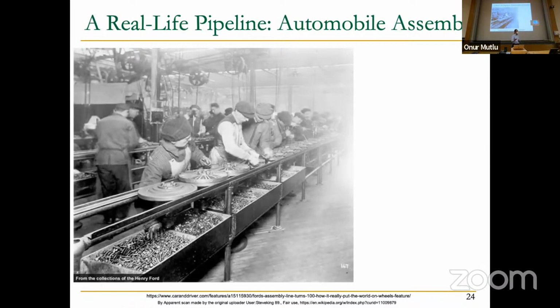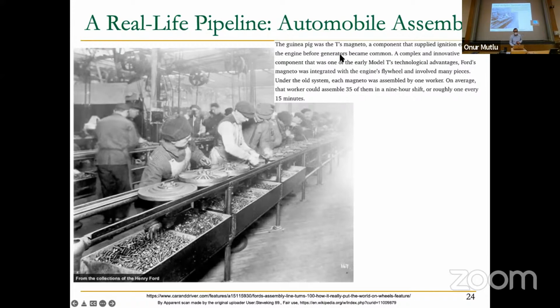Has anyone seen this picture? This is actually one of the experimental pipelines Henry Ford did in 1908, I believe, to decide whether they wanted to pipeline the entire assembly line of Ford cars. And the guinea pig was this component in the pipeline called the magneto. It basically supplies ignition energy to the engine before generators became common. And you can read this.